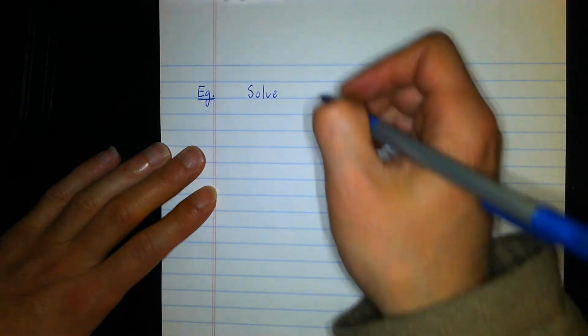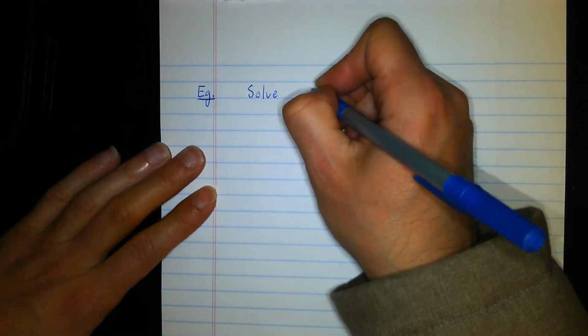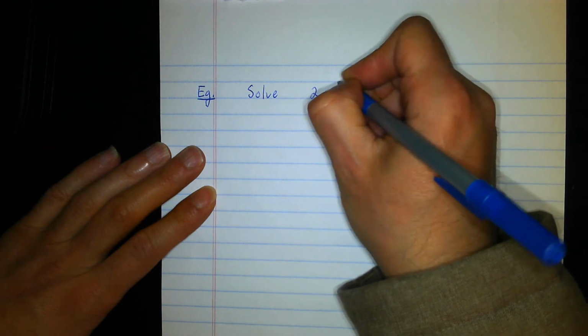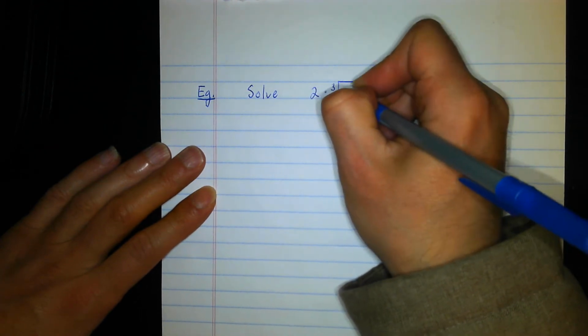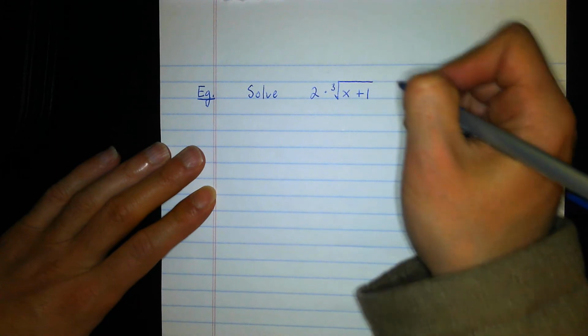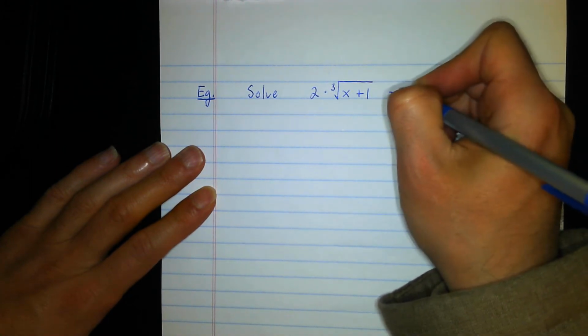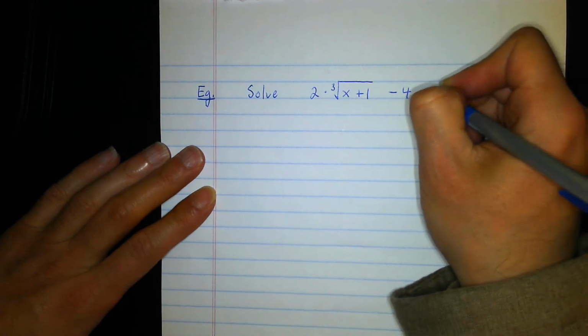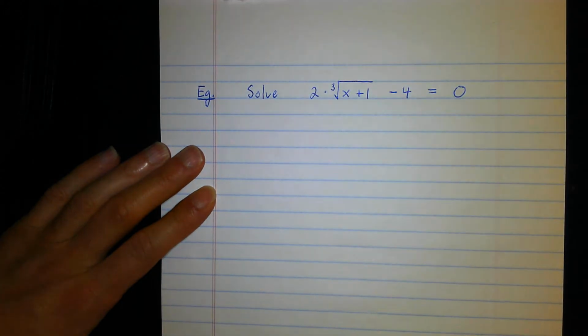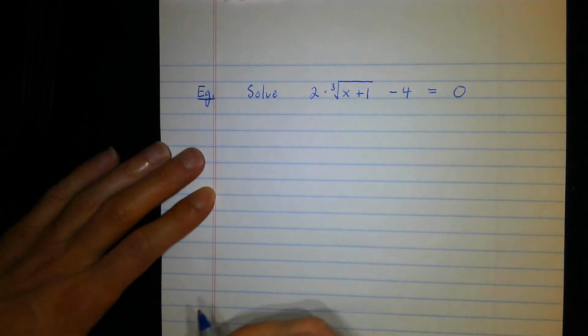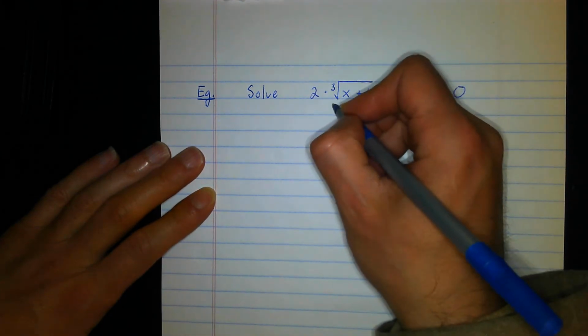Okay, let's work with the cube root equation. Let's solve 2 times the cube root of x plus 1, minus 4 equals 0. All right, so right off the bat, we're going to isolate the cube root.